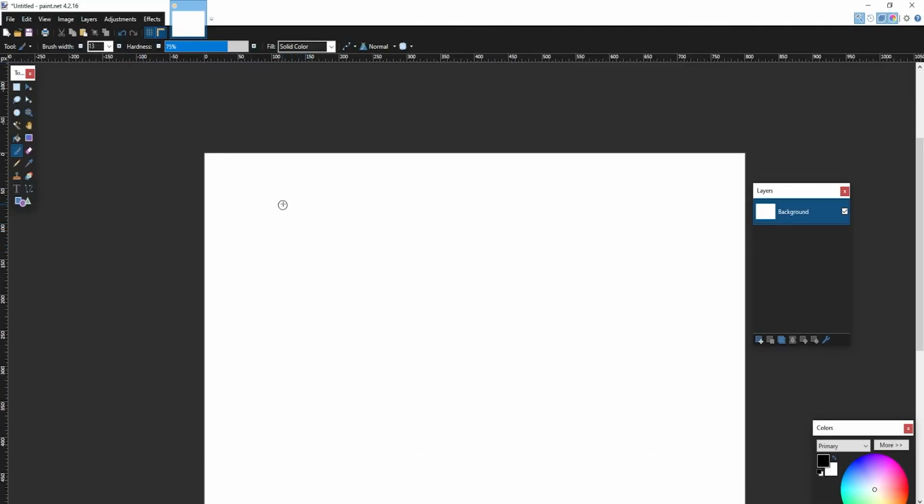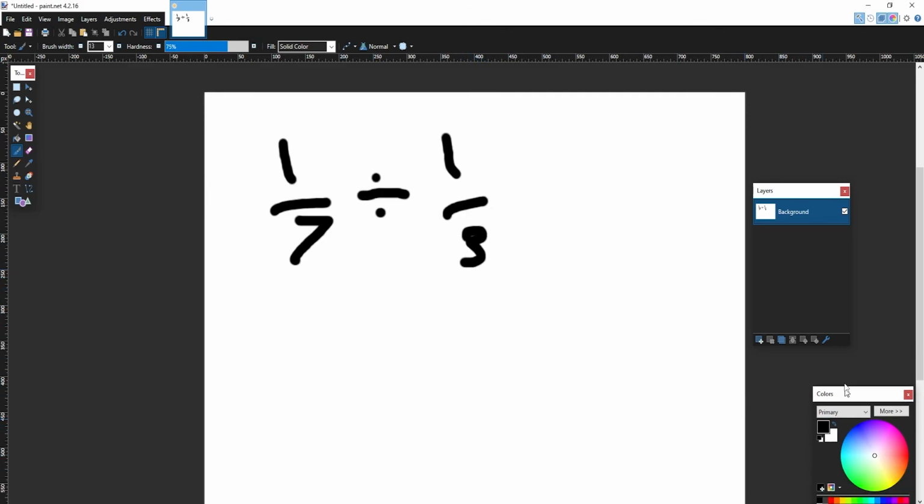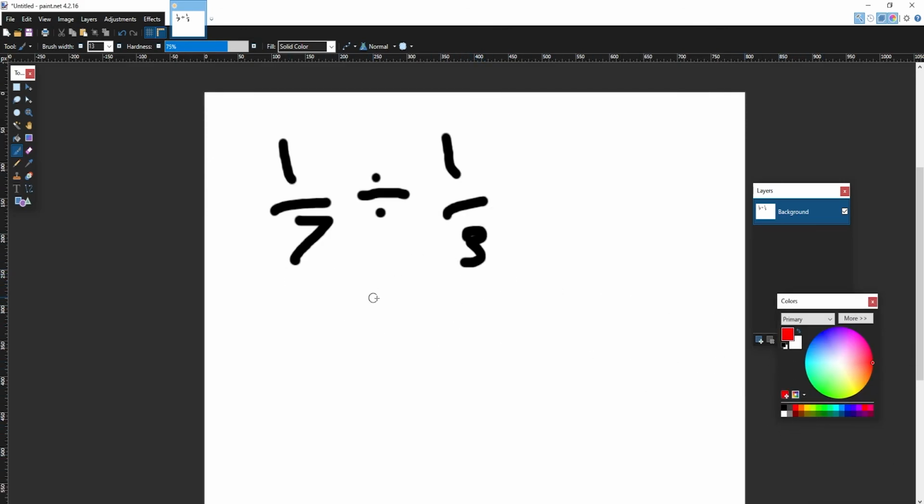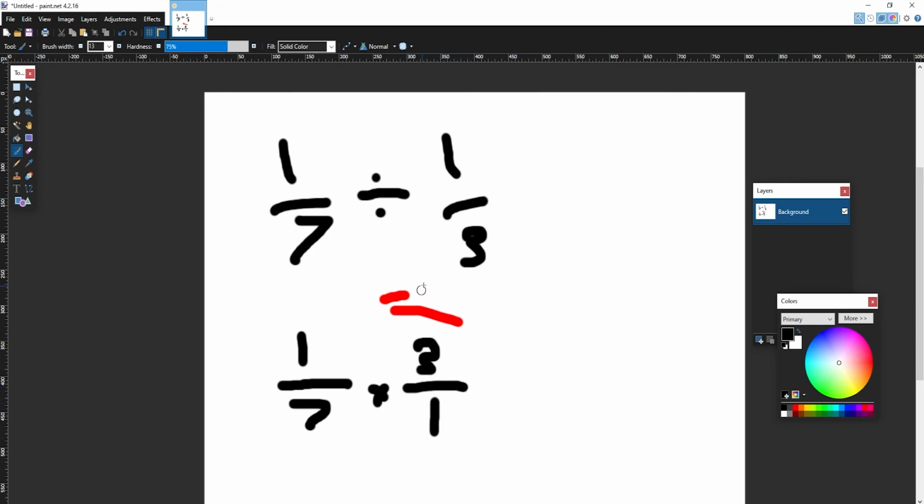Let's do 1/7 divided by, I don't know, 1/3. Same thing, this is equal to 1/7. Why did I put it right there? Excuse my handwriting. 1/7 times 3/1. So 1/7 times 3, the reciprocal of this number right here.